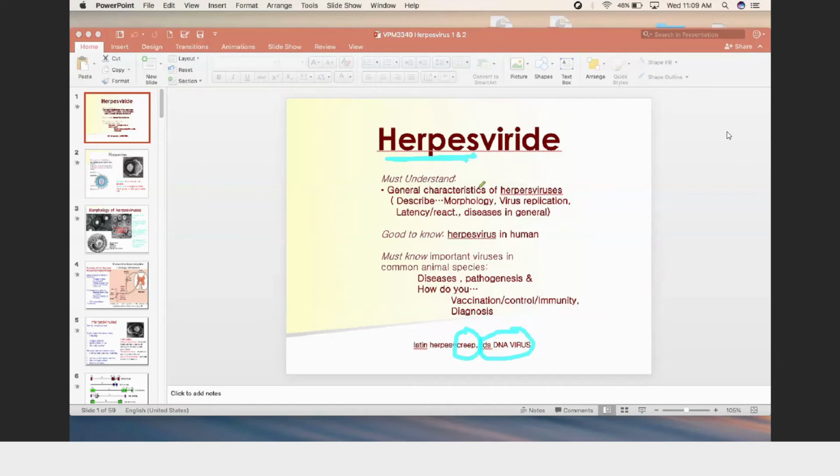What you need to understand is the general characteristics of herpes virus, morphology, how the virus replicates, and so on. Herpes virus is very famous for latency and reactivation. If there is a question on latency, please describe it mostly in relation to herpes virus. Of course there are other viruses also related with latency and reactivation, like HIV and so on, but normally it's easier to go for herpes virus.